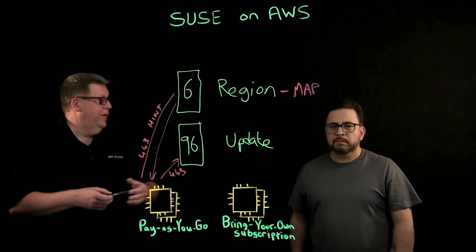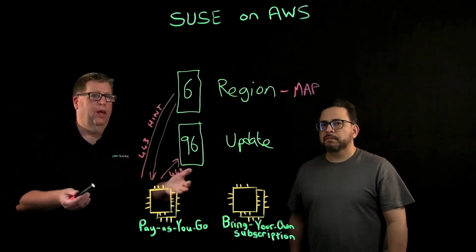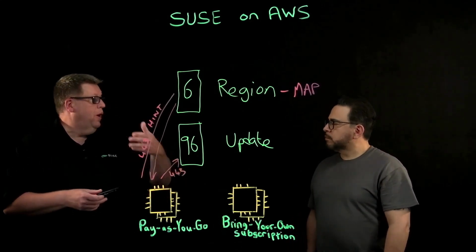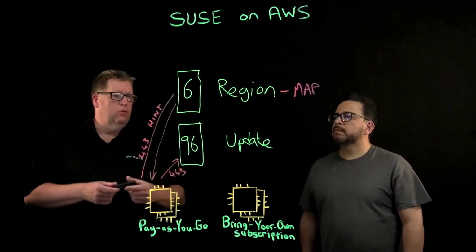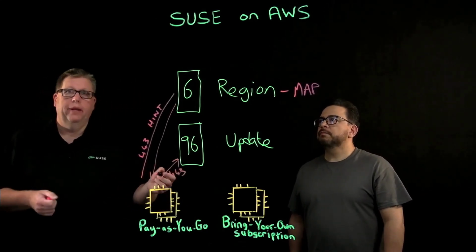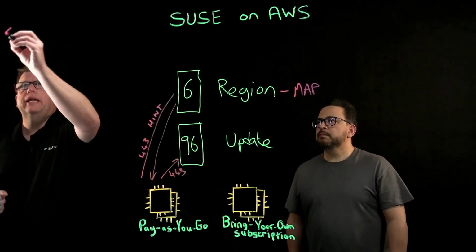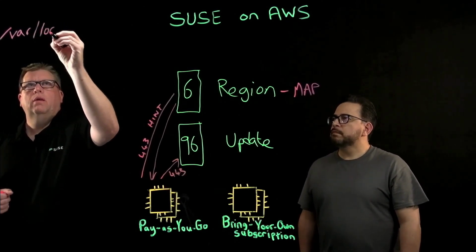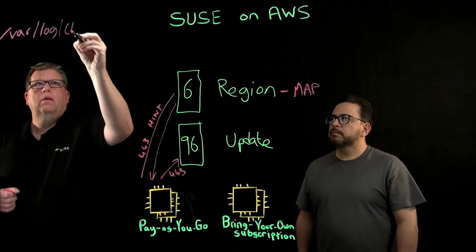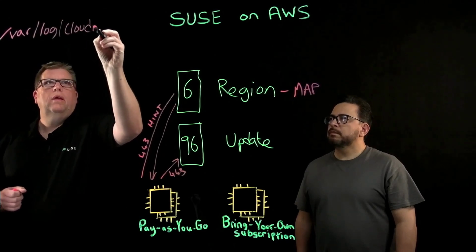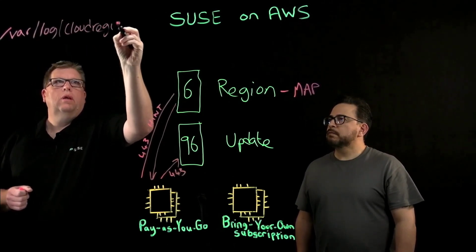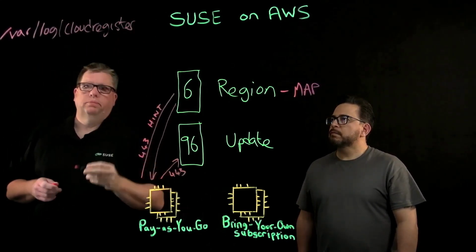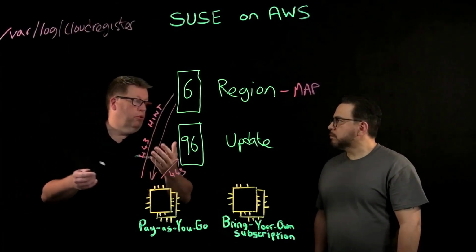It's not something that really needs to be touched by the customer, but on occasion there is a need to look behind the scenes to see what's going on, maybe troubleshoot what isn't happening. And the first place to look for that is the log file. And that is /var/log/cloudregister. Now, there's a couple of things you can look for in there.